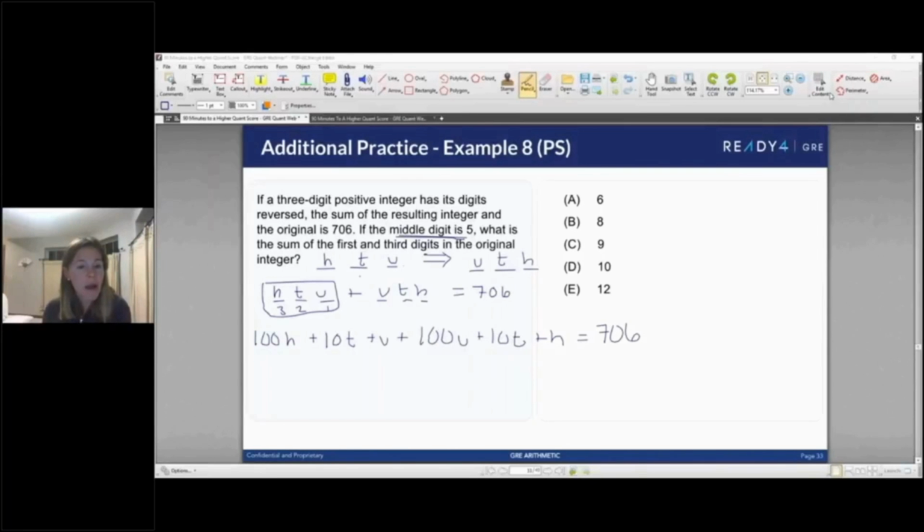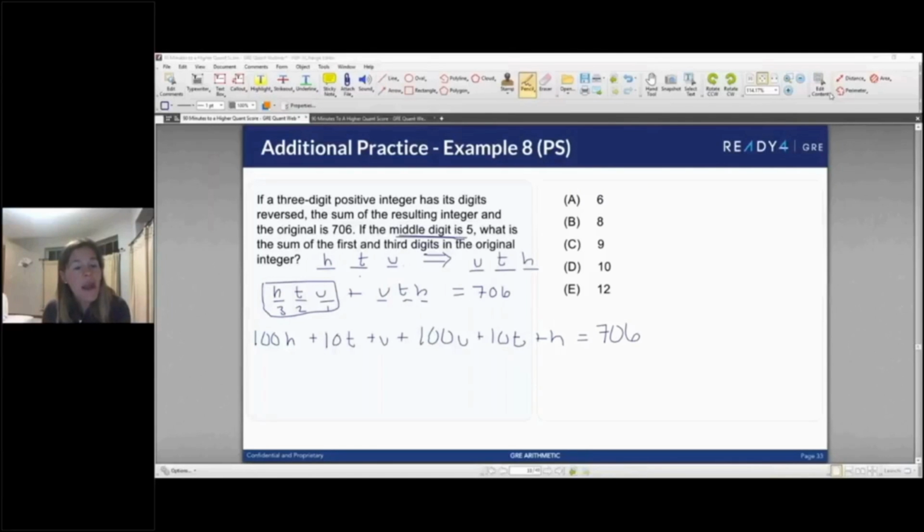Very good. All right, now the other piece of information we have is that this T is a 5, because they tell us that the middle digit of these numbers is a 5. So T is 5. Now we get 101H plus 20 times 5, that's 100, plus 101U is equal to 706. We can subtract the 100 from both sides. We get 101H plus 101U is equal to 606.